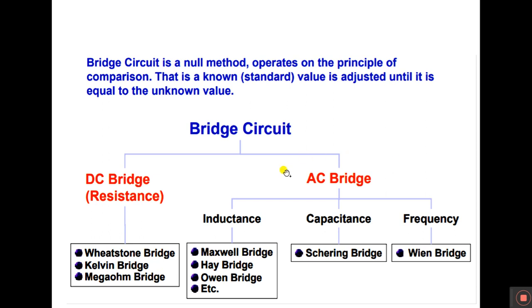Similarly, the AC bridge is used to measure inductance, capacitance and frequency. Here the excitation is AC voltage. To measure inductance, we are going to use Maxwell bridge, Hay bridge, Owen bridge. And to measure capacitance, mostly we are using Schering bridge. To measure frequency, we can use Wien bridge.